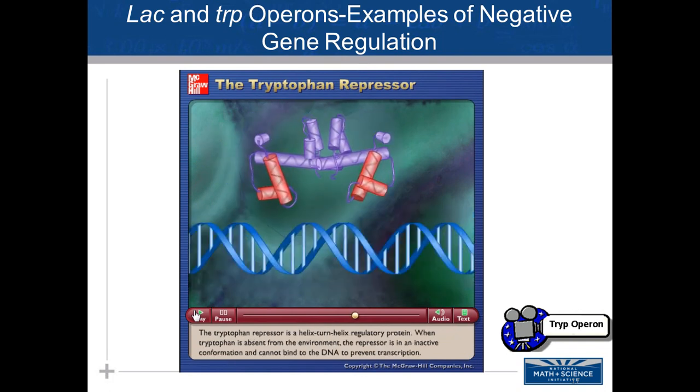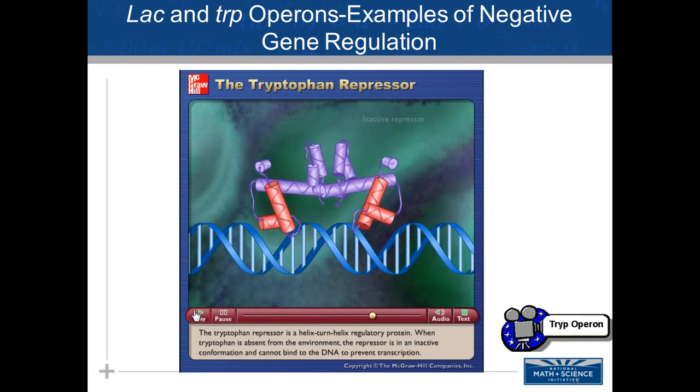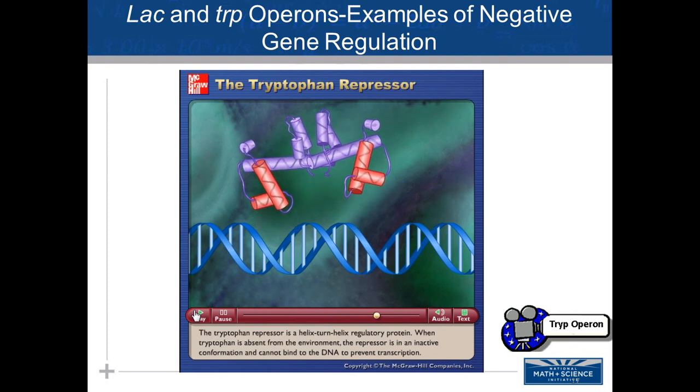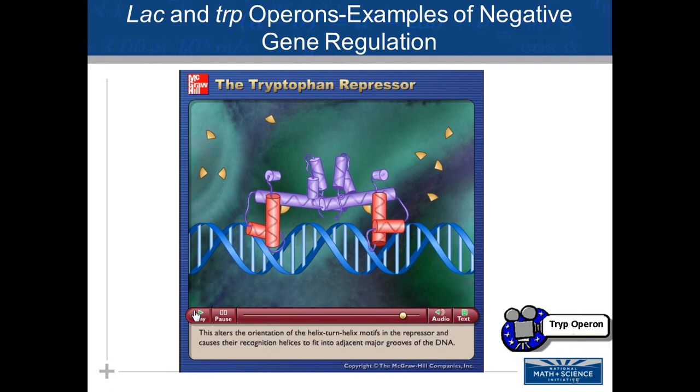The tryptophan repressor is a helix-turn-helix regulatory protein. When tryptophan is absent from the environment, the repressor is in an inactive conformation and cannot bind to the DNA to prevent transcription. When tryptophan is abundant, 2 molecules of tryptophan bind to the repressor. This alters the orientation of the helix-turn-helix motifs in the repressor and causes their recognition helices to fit into adjacent major grooves of the DNA. Thus, the synthesis of tryptophan occurs when it is needed, but is repressed when tryptophan is available.